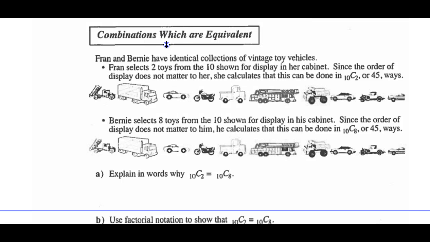Fran and Bernie have identical collections of vintage toy vehicles. Fran selects 2 toys from the 10 shown for the display in her cabinet. Since the order of display does not matter to her, she calculates this as 10 choose 2 or 45 ways. Bernie decides to select 8 toys from the 10 shown to display in his cabinet. Since the order of display does not matter to him, he calculates this can be done 10 combinations of 8 ways, which is also 45. Explain in words why 10 combinations of 2 is the same as 10 combinations of 8.